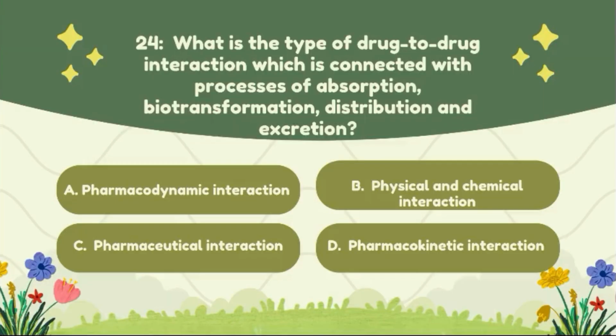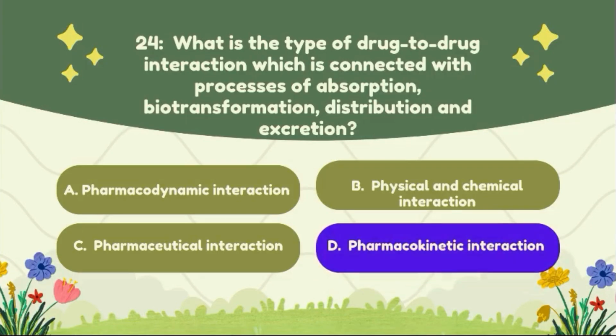Question number 24. What is the type of drug to drug interaction which is connected with the process of absorption, distribution, and excretion? A, pharmacodynamic interaction. B, physical and chemical interaction. C, pharmaceutical interaction. D, pharmacokinetic interaction. The correct answer is option D, pharmacokinetic interaction.